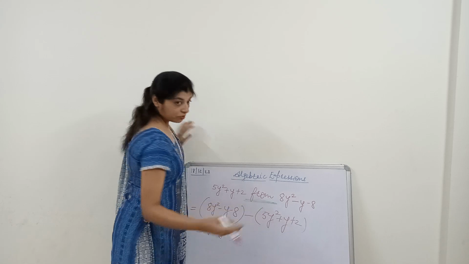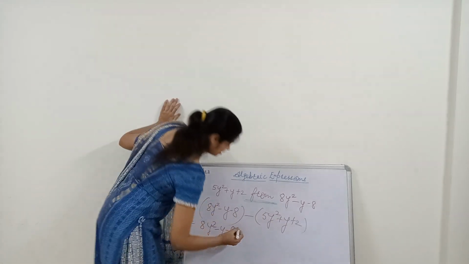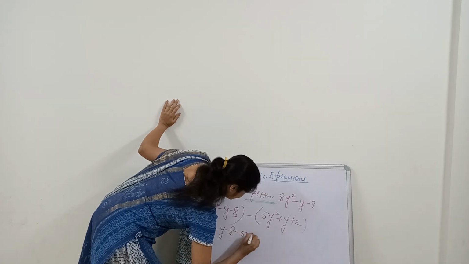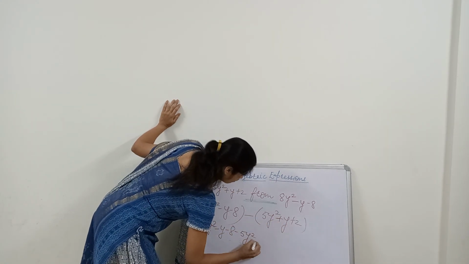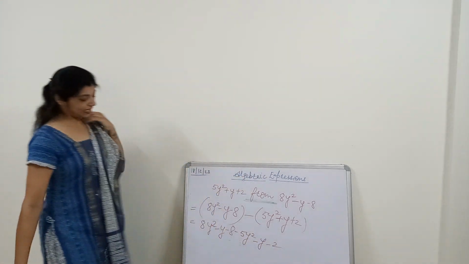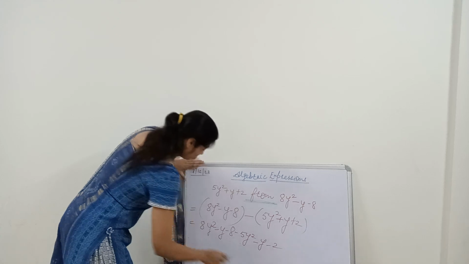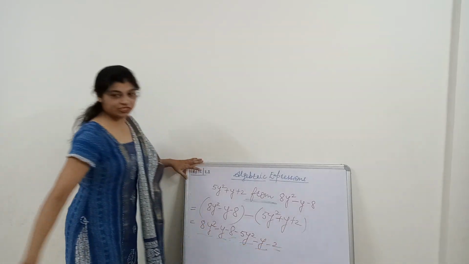While opening the bracket, the signs will change. If it's plus, it becomes minus. If it's minus, it becomes plus. So this is minus, plus, minus. Sorry, oh yeah, it's correct. Minus, plus, again minus. And now combine the like terms. Which are the like terms? Y square, y, and then a constant.